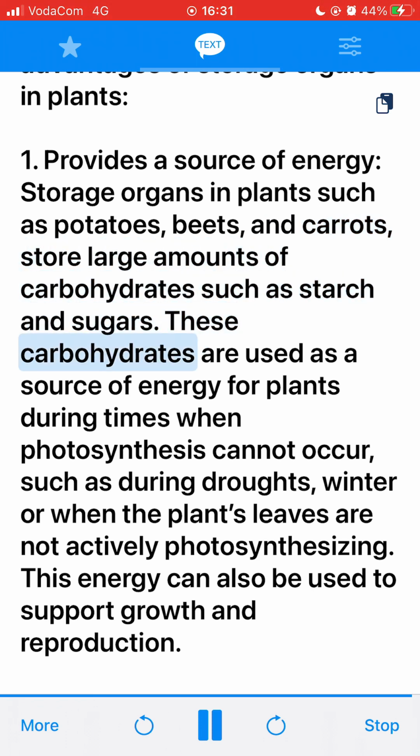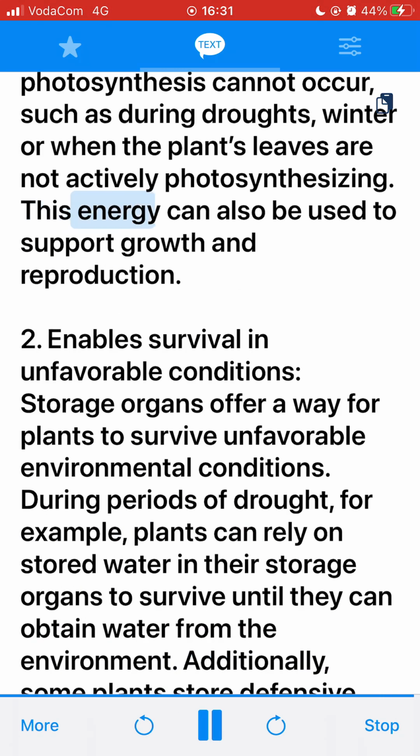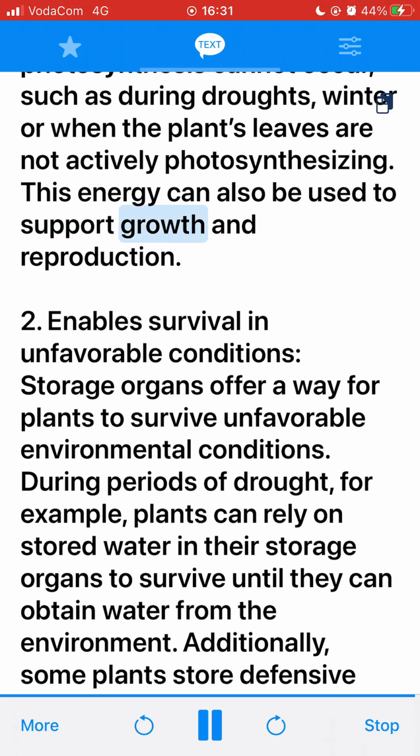These carbohydrates are used as a source of energy for plants during times when photosynthesis cannot occur, such as during droughts, winter, or when the plant's leaves are not actively photosynthesizing. This energy can also be used to support growth and reproduction.